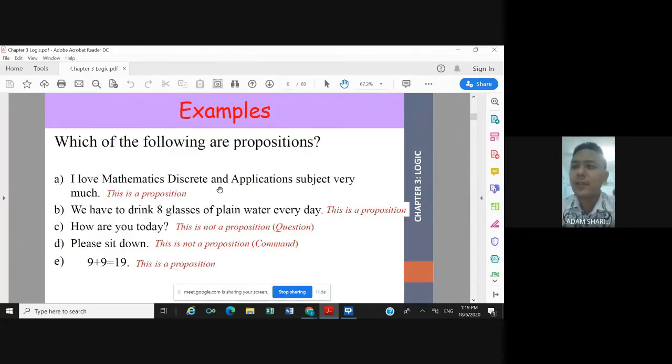This slide is not mine, by the way. They have answers inside there, but that's fine. Ask yourself again: I love DMA. I love mathematics, discrete mathematics and application subject very much. True or false? As it can be answered by either true or false, then it is a proposition.